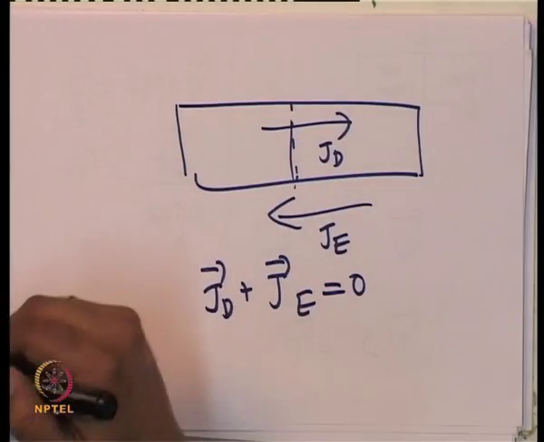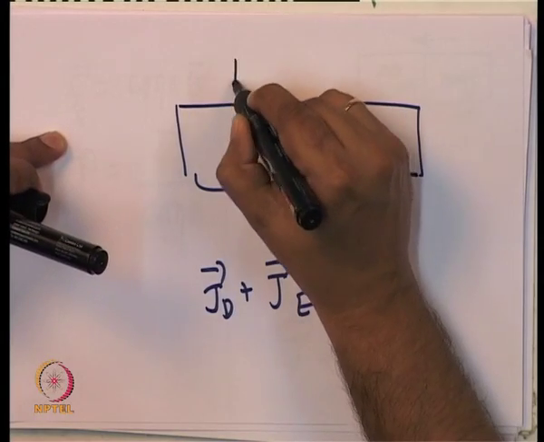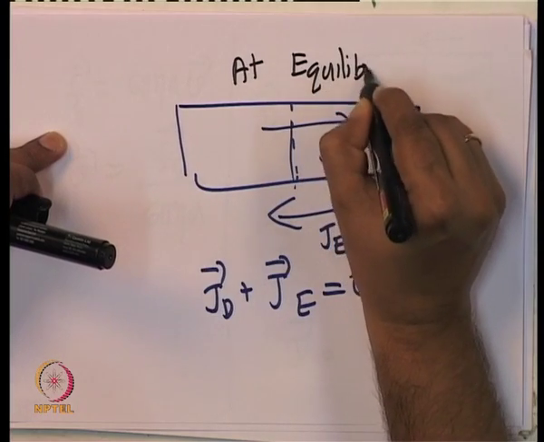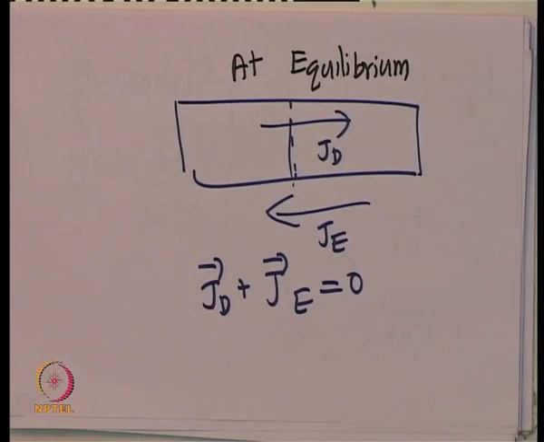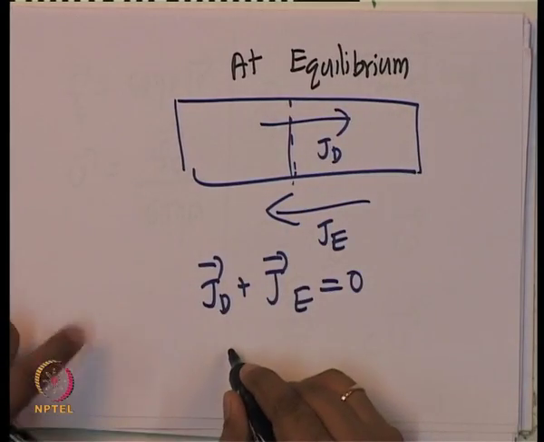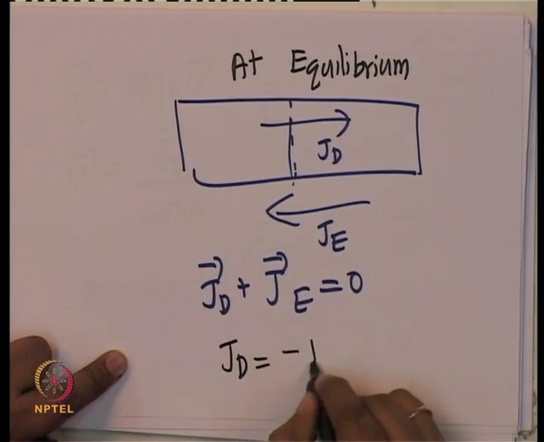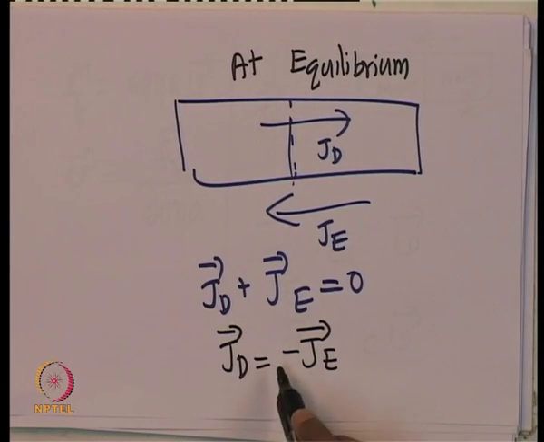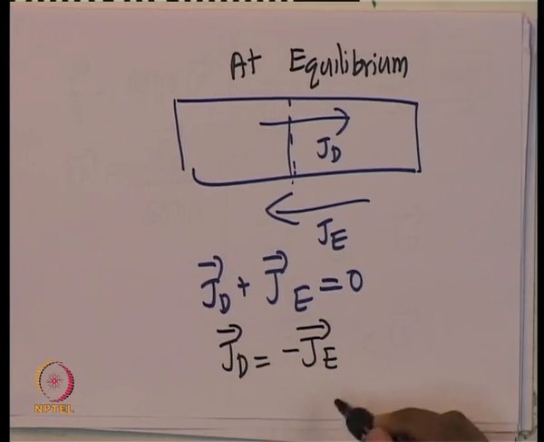Then only we will get this equilibrium. So, at equilibrium, what we expect is that this flow will balance this flow, the total flow at this point will be 0. In other words, J d will be equal to minus J e. The flows will be equal and opposite. So, this minus sign gives you some direction. So, they will be equal and opposite. So, that is what we want at equilibrium.